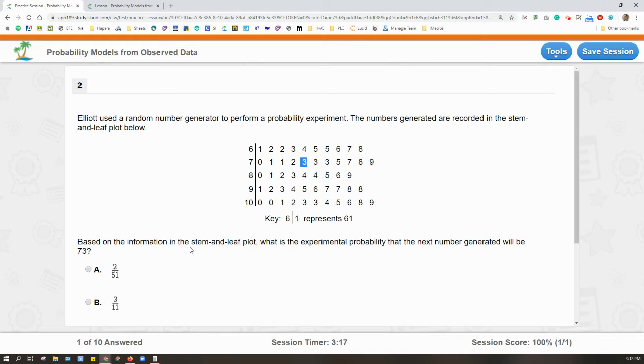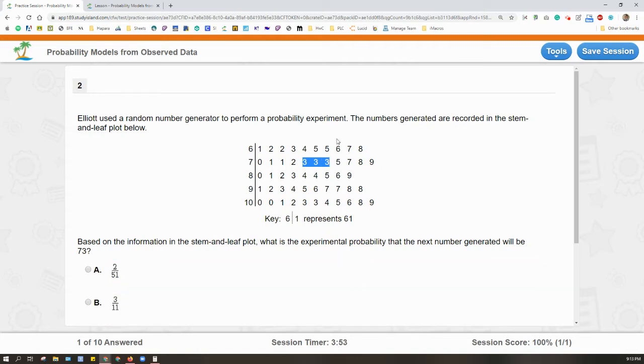So based on the information in the stem and leaf plot, what is the experimental probability that the next number generated will be 73? So if we're being asked for an experimental probability, we are going to look at the experiment that was performed and determine what the probability is based on the results of that experiment. What's the probability that it's going to be 73? Well, how many 73s did we get so far? Here's my 70 row. I got 73, that's 1. Another 73, that's 2. And another 73, that's 3. So we got 73 in this experiment 3 times.